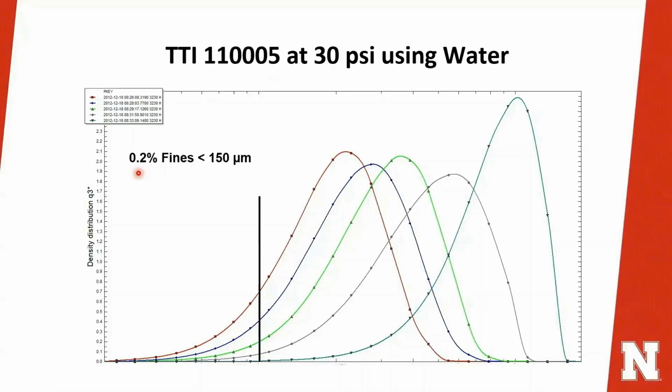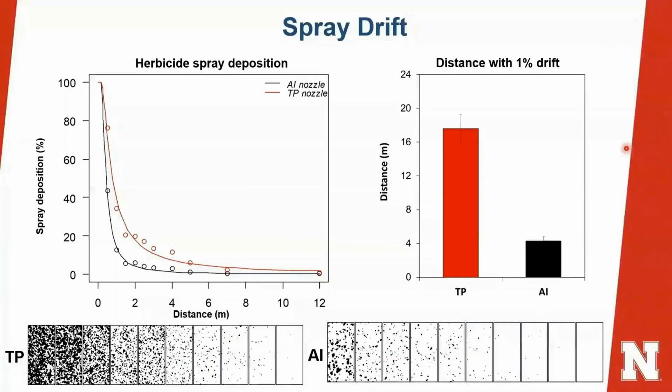Instead of having 26% of fines, we are down to 0.2% of fines. This is a drift study that we did in our laboratory to show how important nozzle selection is for droplet size and consequently for drift potential.